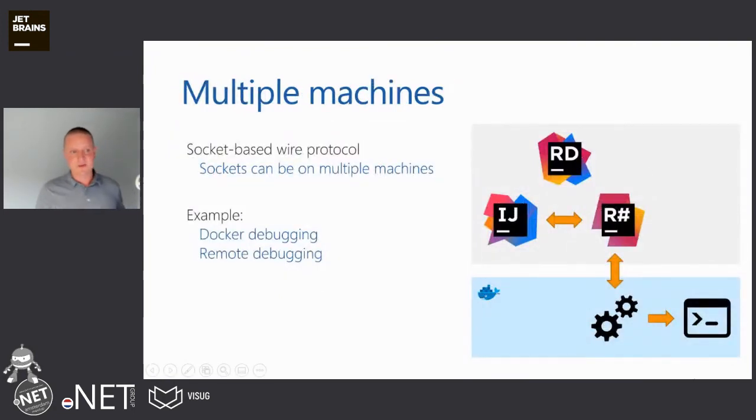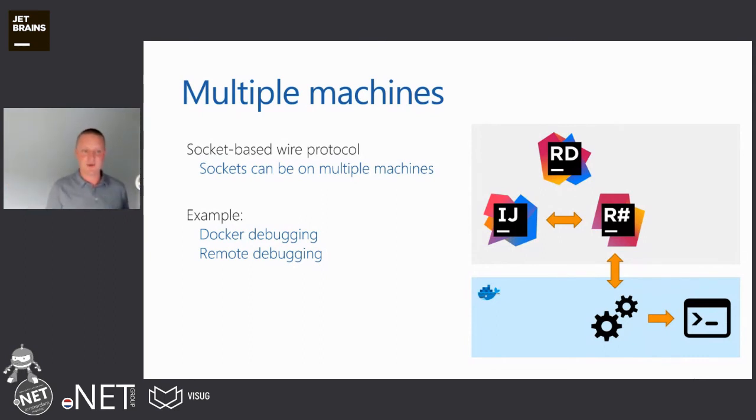The fact that we have that protocol and the fact that it is a socket-based wire protocol means that we could also theoretically run the protocol on multiple machines. And that's also something that we are doing. If you're running Docker debugging or remote debugging, we actually pipe that remote debugger process into a separate machine, listening to your application, communicating with your application, while Rider is still communicating with that process remotely.